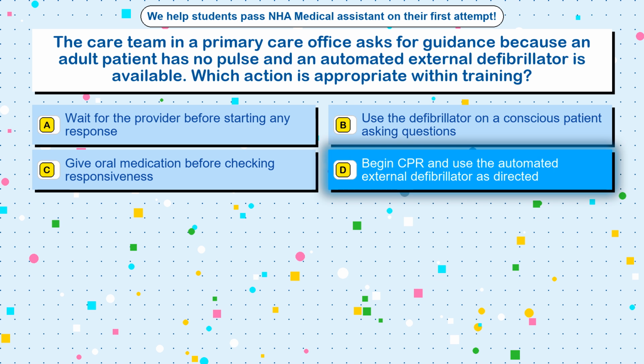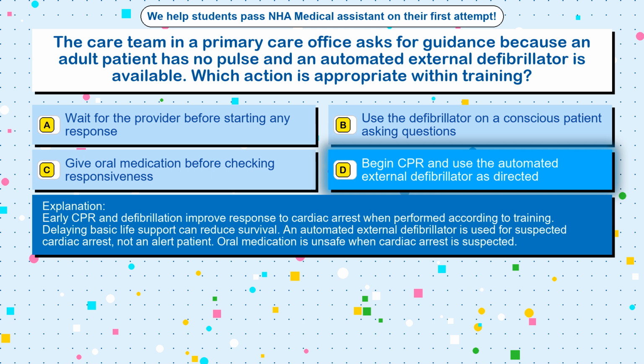Begin CPR and use the automated external defibrillator as directed. Early CPR and defibrillation improve response to cardiac arrest when performed according to training. Delaying basic life support can reduce survival. An automated external defibrillator is used for suspected cardiac arrest, not an alert patient. Oral medication is unsafe when cardiac arrest is suspected.